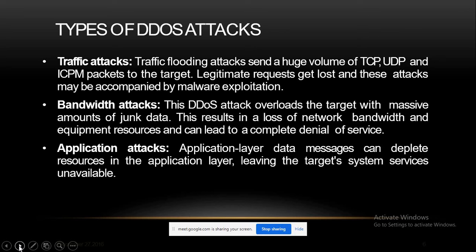Traffic flooding attack sends a huge volume of TCP, UDP and ICMP packets to the target. Legitimate requests get lost, and these attacks may be accomplished by malware exploitation. Next is bandwidth attack. This DDoS attack overloads the target with a massive amount of junk data. This results in a loss of network bandwidth and equipment resources and can lead to a complete denial of service. Next is application attack. Application layer data messages can deplete resources in the application layer, leaving a target system service unavailable. Next topic, difference between DDoS and DOS attack, will be explained by my friend Venkatesh.